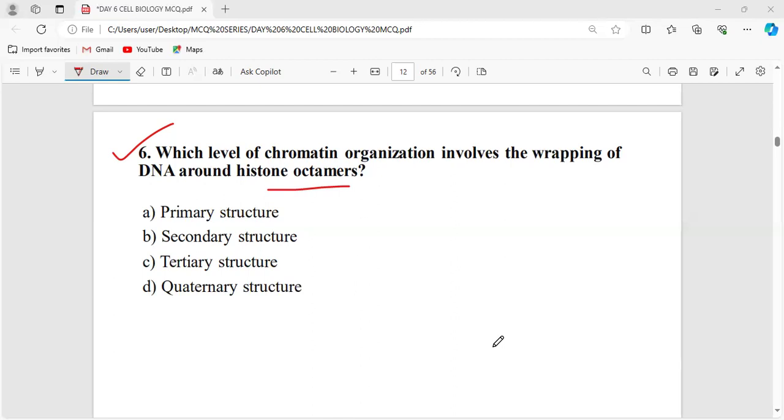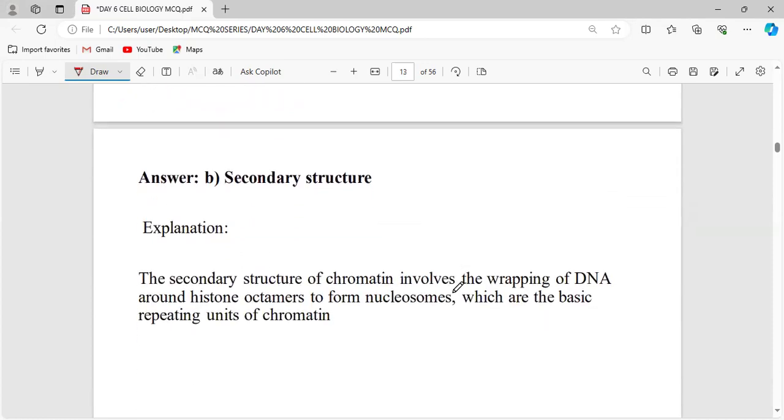Right? And now answer for this question. Which level of chromatin organization involves the wrapping of DNA around the histone proteins? That will be the secondary structure. And what is a nucleosome? This secondary structure of chromatin involves the wrapping of DNA around the histone octamer. Always the histone will occur in the octameric form. Kindly make a note of it. This is an important statement.